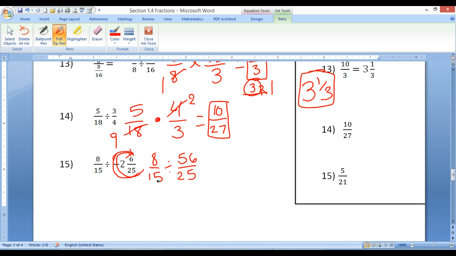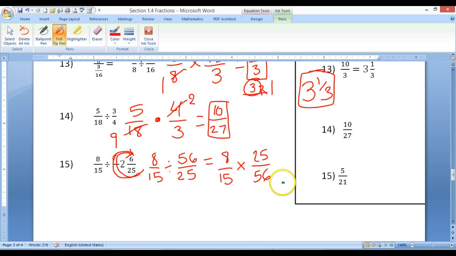Okay, but remember, we don't divide fractions, we multiply by the reciprocal. So this is 8/15 times 25/56. Okay, now we could go ahead and multiply 8 times 25 over 15 times 56, but again, like I said, that gets really kind of big numbers, so I like to simplify. And I noticed 8 and 56 are both divisible by something.